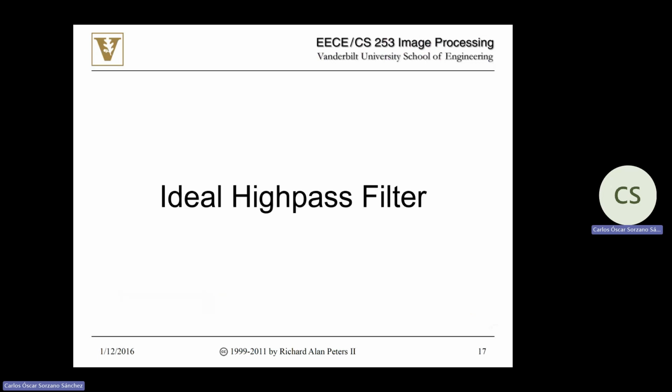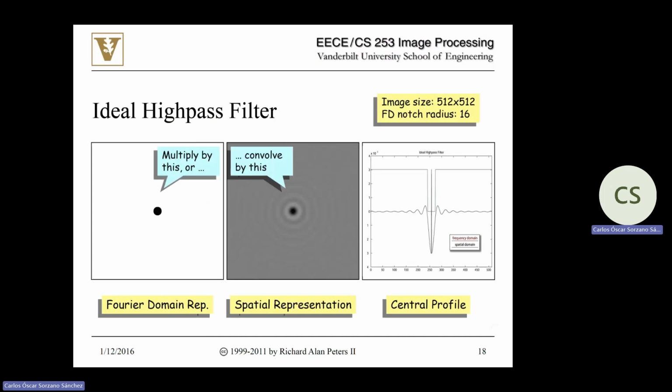Okay, so let's do it now with a high pass filter. A high pass filter is the opposite. It is 0 at the low frequencies and 1 at higher frequencies. This is how the impulse response looks. We see we have a spike in the middle and then it oscillates.